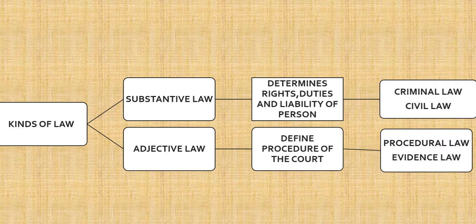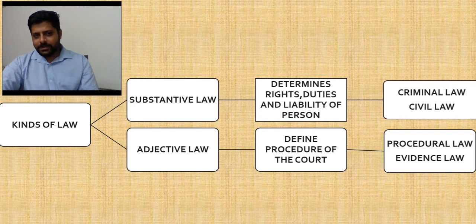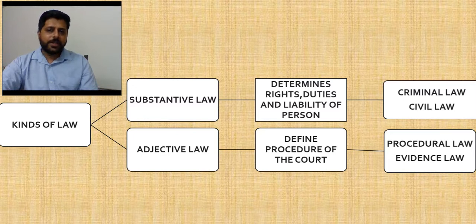First of all, we'll talk about the kinds of law. You can see on the screen that there are two kinds of law basically. One is substantive law and one is adjective law. Substantive law talks about the rights, duties and liabilities of a person, while adjective law defines the procedure of the court.